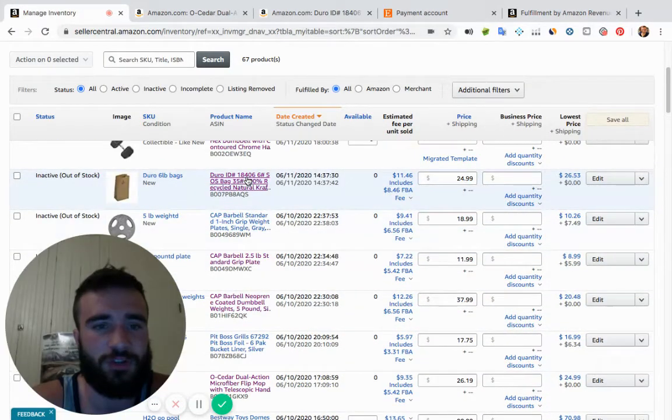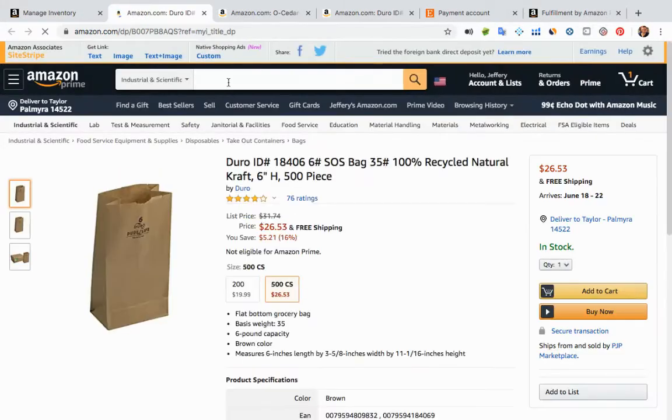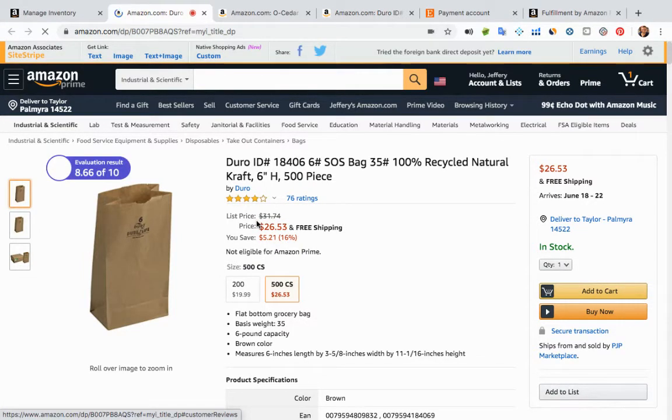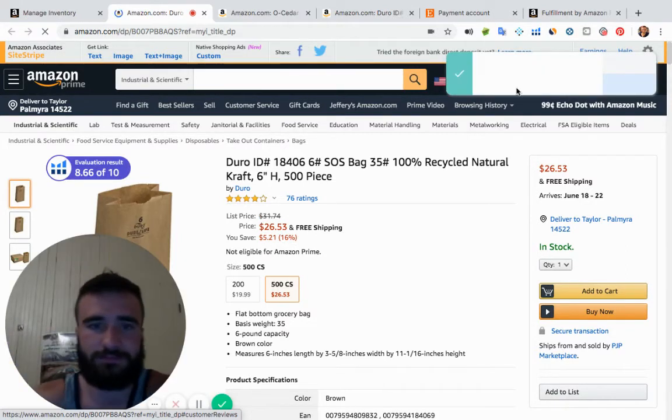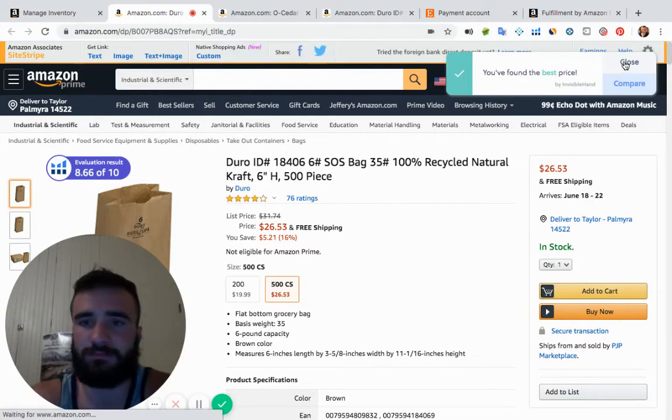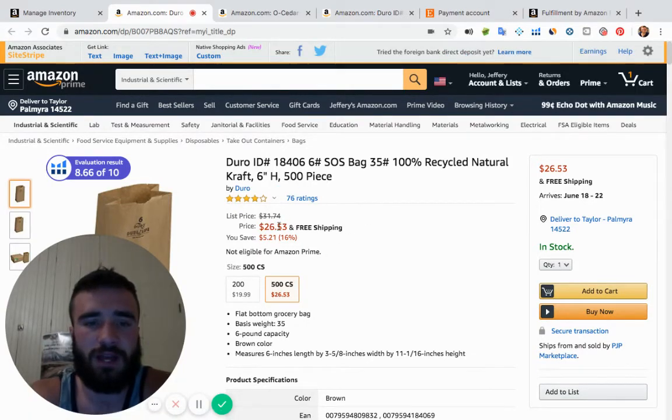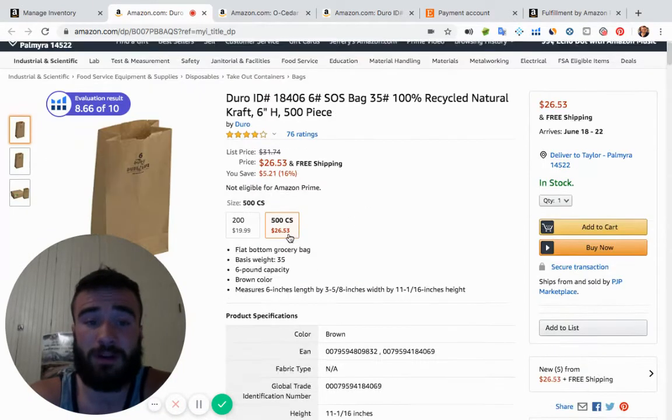These are the Duro bags. I like these. They're a little heavy to ship out, but I'll tell you what really jumps out at me about this listing. First off, good reviews. We got a good sale price. I bought these for $6.98, so great margin here.